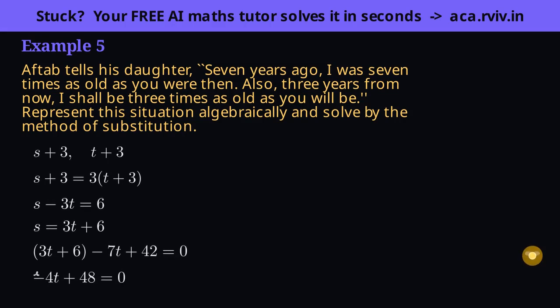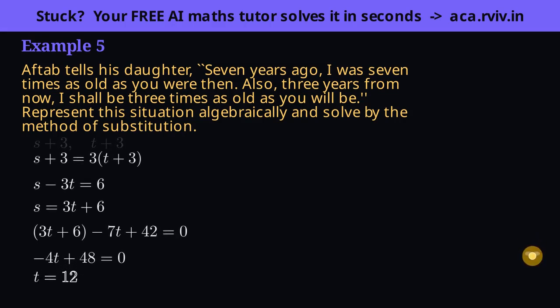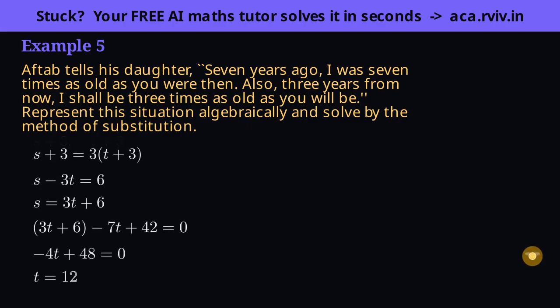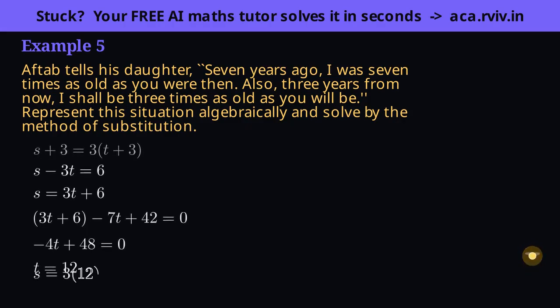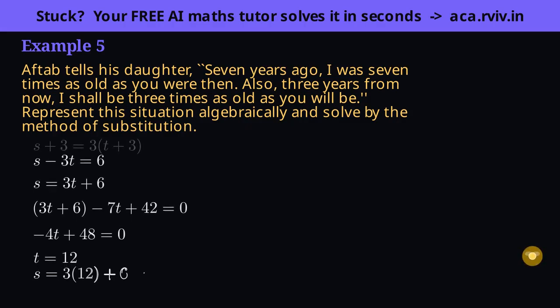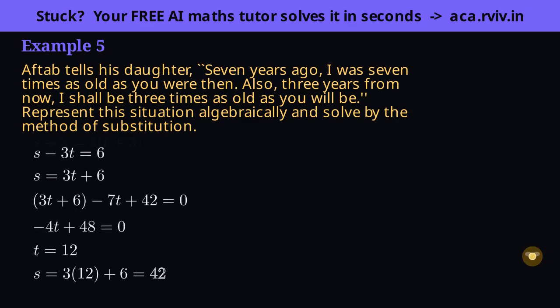Solve for T, move 48 across and divide by minus 4. The daughter's present age is 12. Back substitute T equals 12 into S equals 3T plus 6 to recover S. 3 times 12 is 36, plus 6 is 42. Aftab is 42 today.